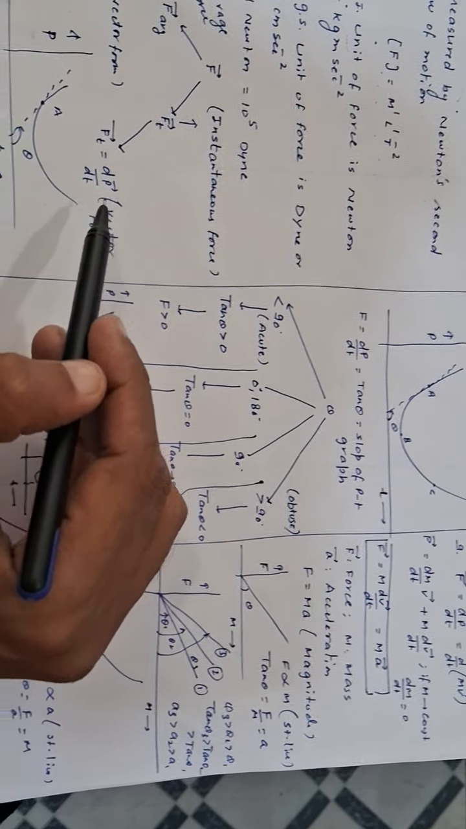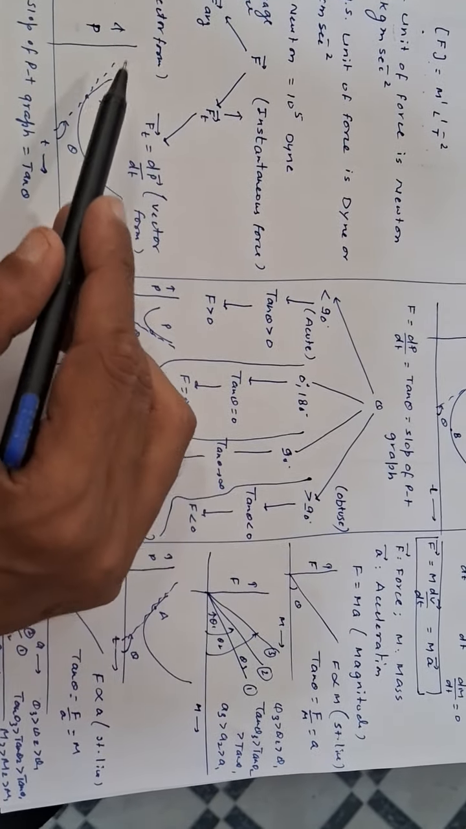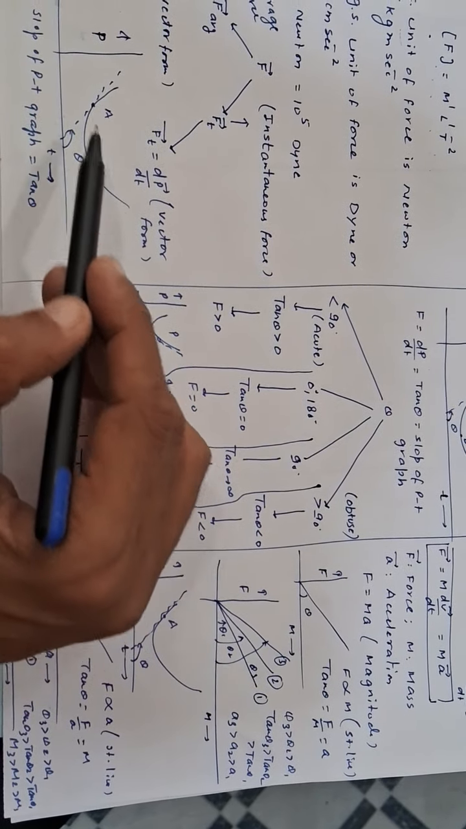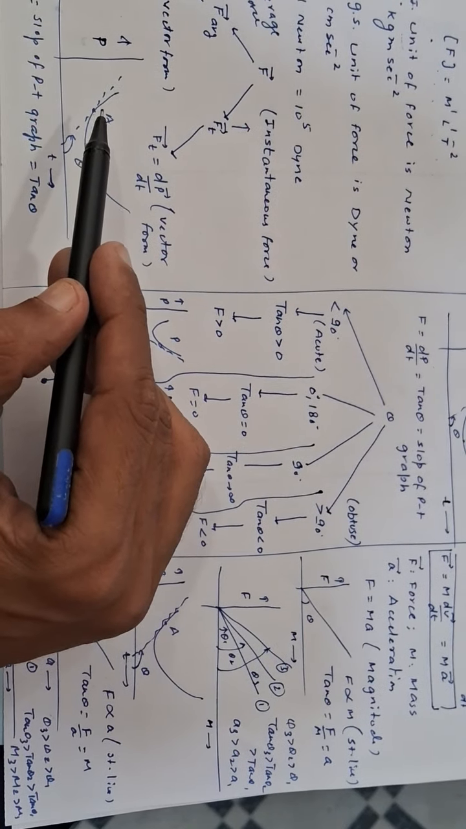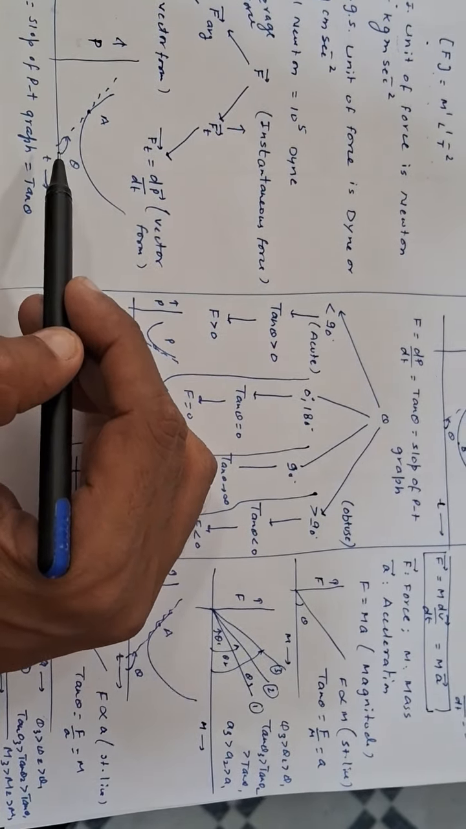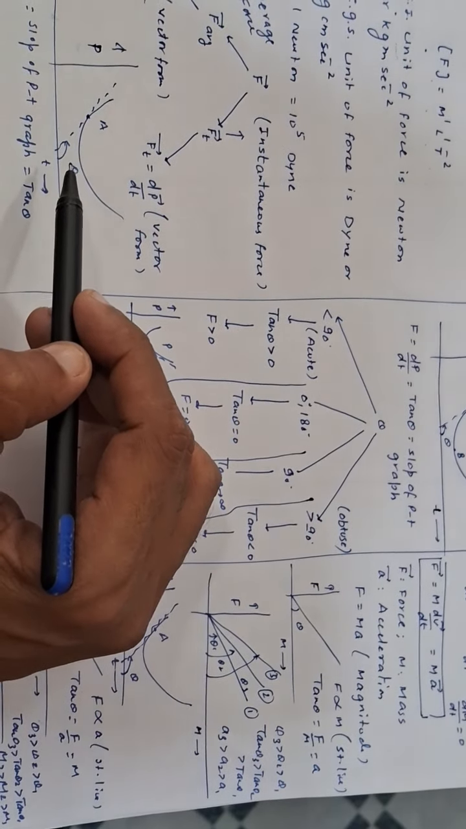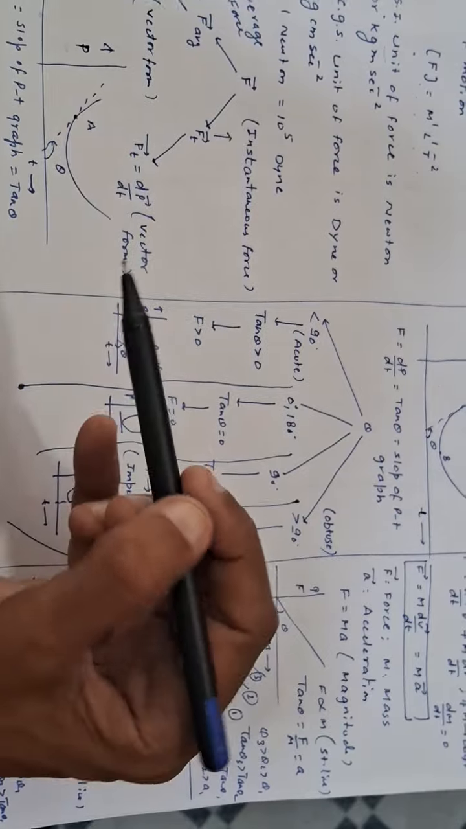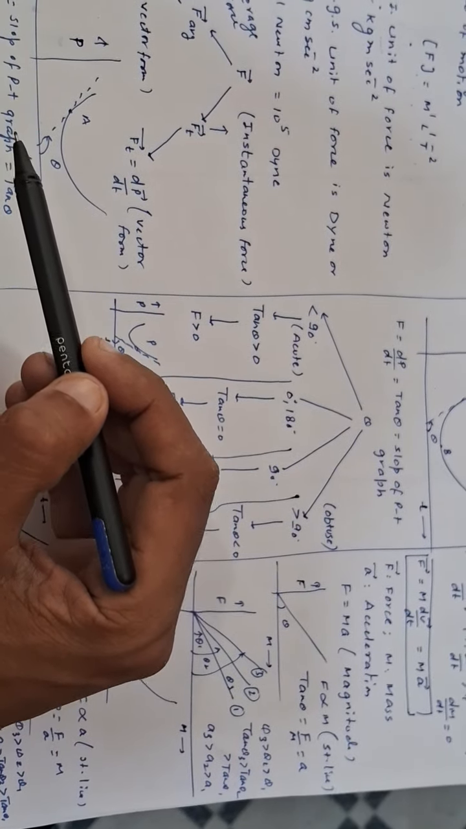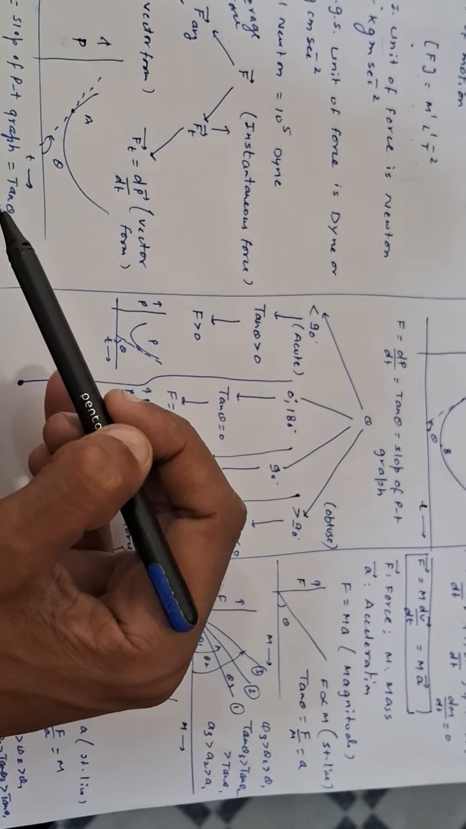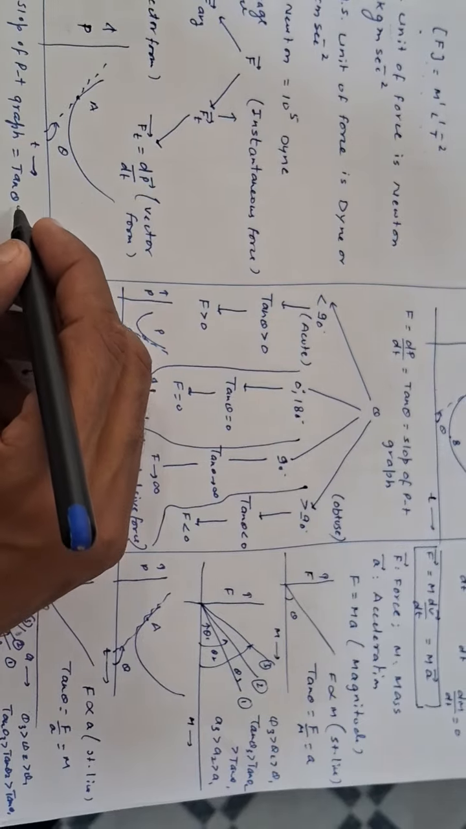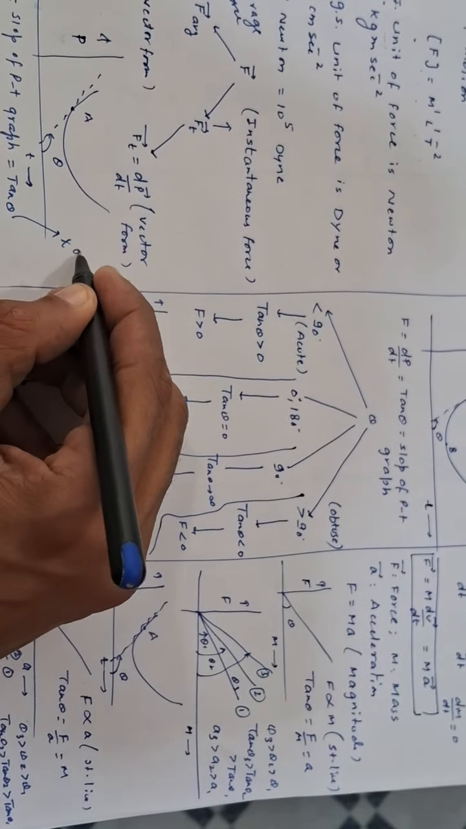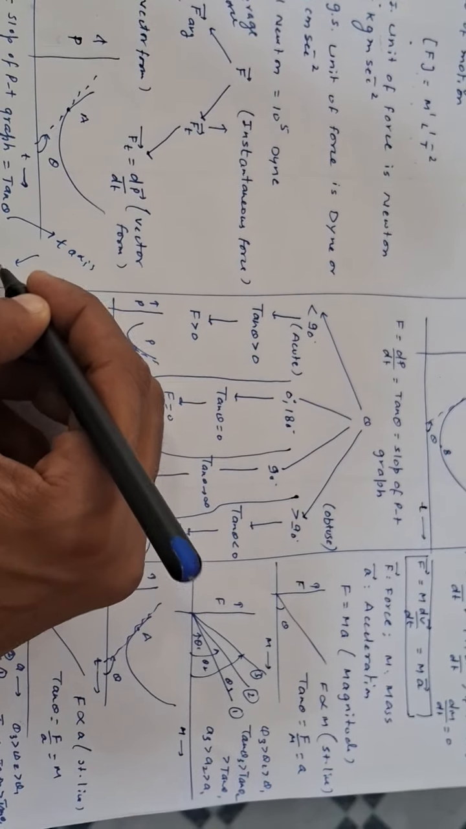And another thing is that if we draw a graph between momentum and time, and at a certain point we draw a tangent to the graph and it makes an angle theta with the t-axis, then force can be found as dp by dt, which is the slope of the momentum time graph and which is equal to tan theta. And here theta is with the t-axis and anti-clockwise.